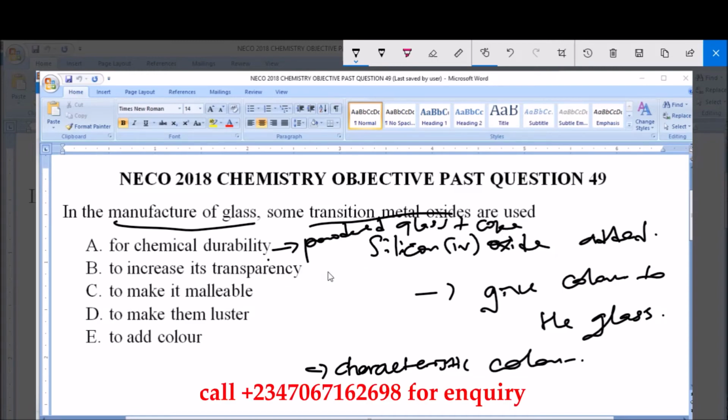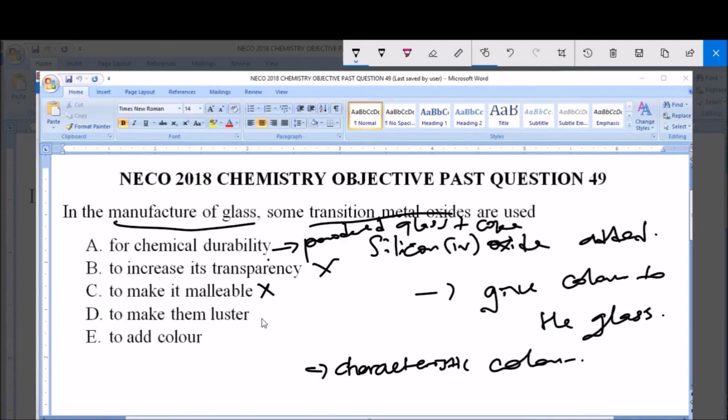B says to increase its transparency. No. C says to make it malleable. Like we know, glasses are not malleable. They cannot be beaten into sheets because they are brittle. D says to make them luster, that is to shine. No, that is not it. So the answer is option E, to add color to the glass, to give them their appropriate color. That is the reason why transition metal oxides are added.